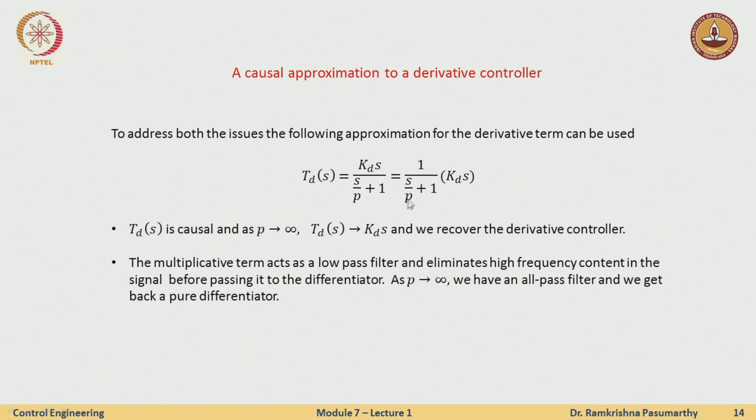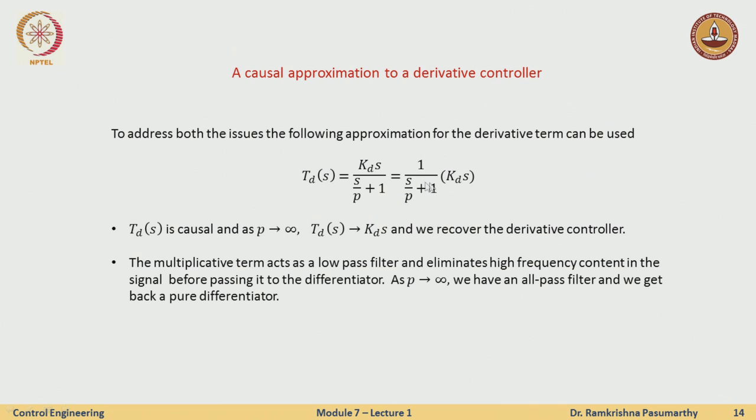In such a way that if you see here, I am just taking K_D s, which is the actual derivative term, and I am adding a pole here, okay. And I do this s over p just to maintain the DC gain, okay. So, T_D(s) is causal, I have one pole. Now, as p goes to infinity, T_D goes to K_D s and we recover the original derivative controller again, which is non-causal, okay. So, what does this do?